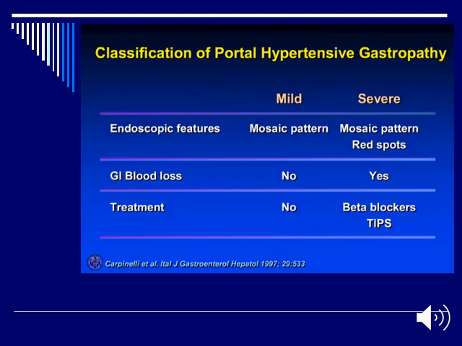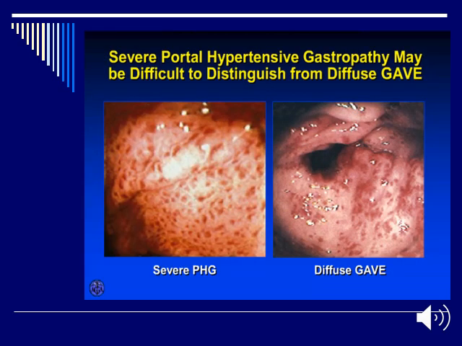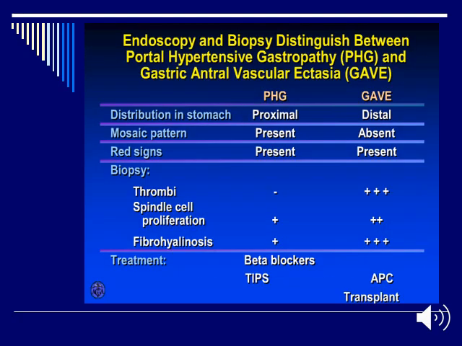And also the severe is where there is GI loss, and the treatment is usually beta blockers, and if not effective, you go for TIPS. But sometimes endoscopically you have something called GAVE, which is gastric antral vascular ectasia. It is like the severe portal hypertensive gastropathy, but occurs more in the antrum. The portal hypertensive gastropathy occurs more in the fundus and body in distribution. So that is proximal, and this is distal in the antrum.